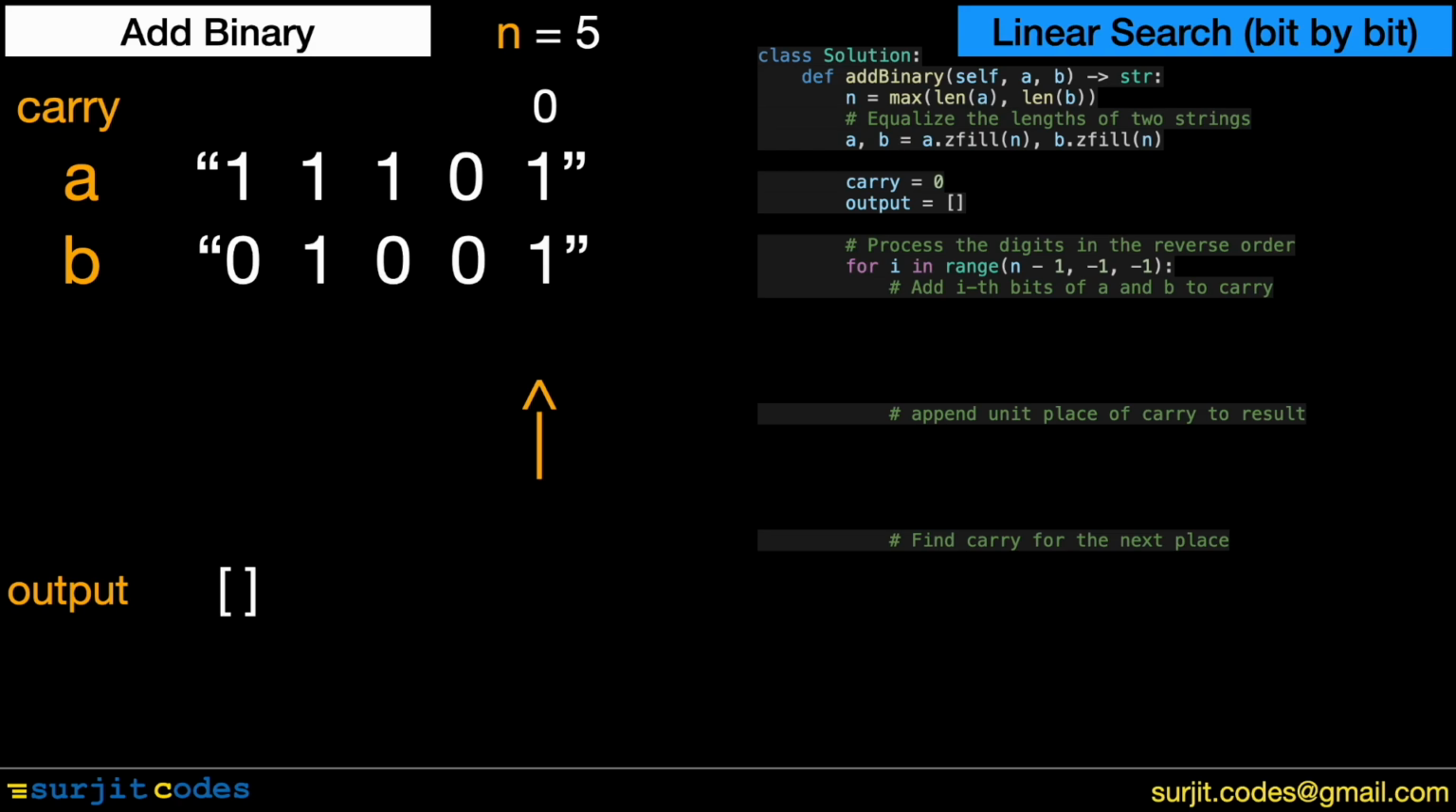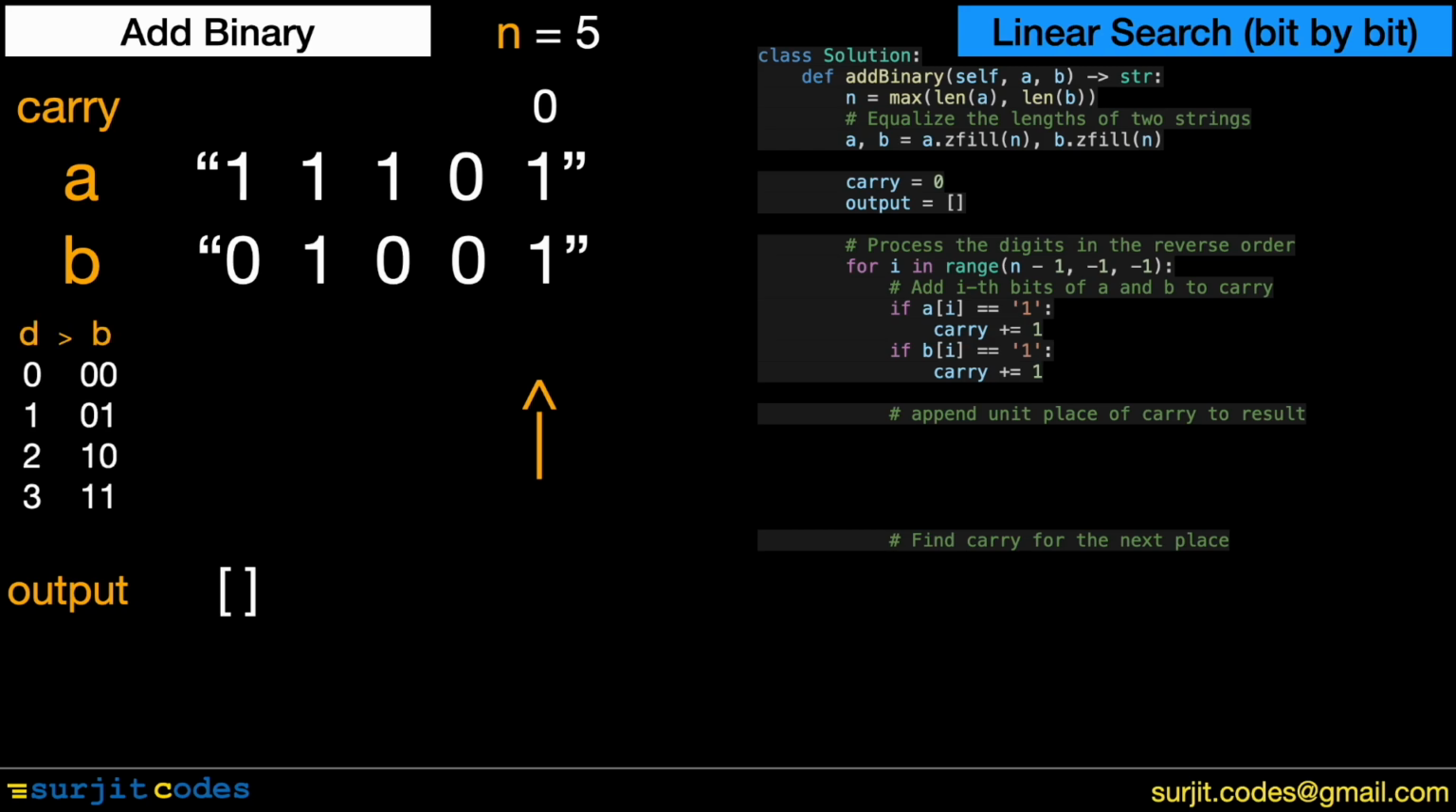Inside the loop, we will add the carry and the two bits of A and B. Carry is 0 in the first iteration. For this purpose, we inspect the character at the ith position in A. If the character is 1, then we add 1 to carry. Similarly, we inspect the character at the ith position in B. If the character is 1, then we add 1 more to carry.